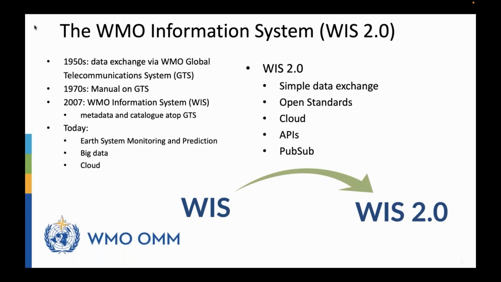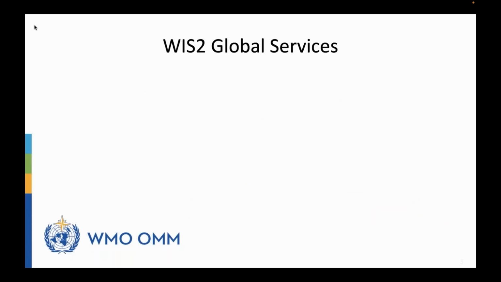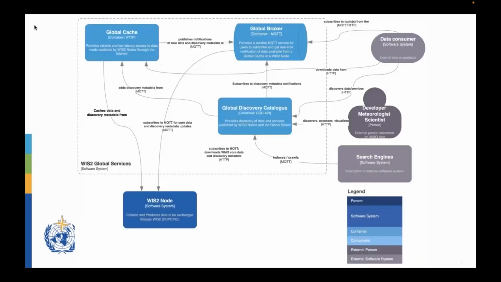So the landscape has obviously changed, which we all know, and WIS2 is positioned to address that changing landscape. I won't get into the details on this diagram, but safe to say that the WIS2 infrastructure will provide global services for all users, including a global discovery catalog, which you can search, spatial searches, temporal searches, attribute searches, and so on.